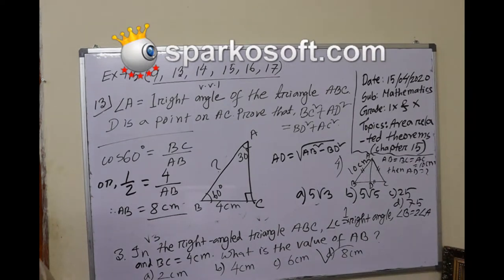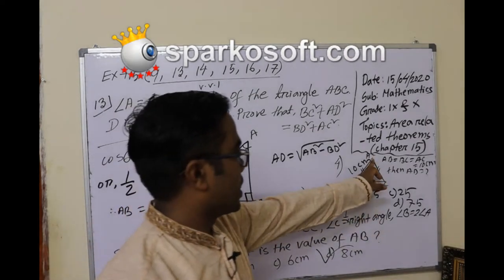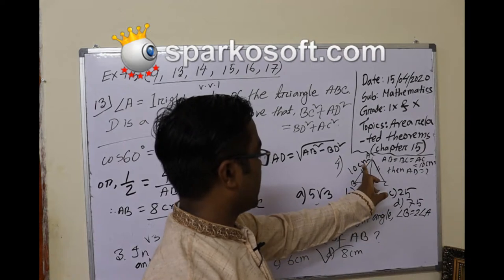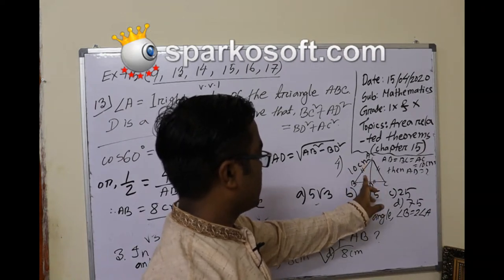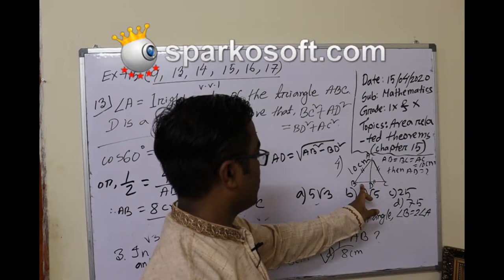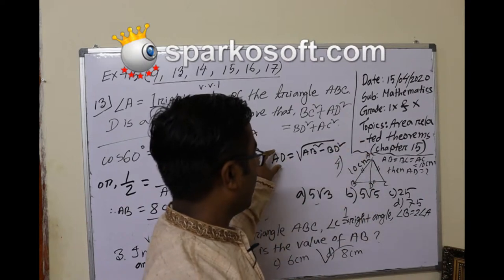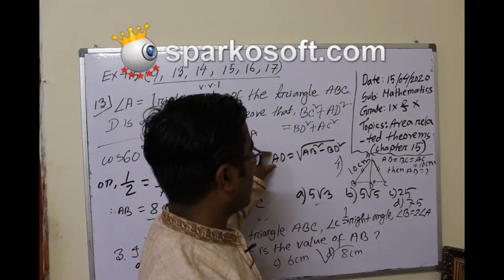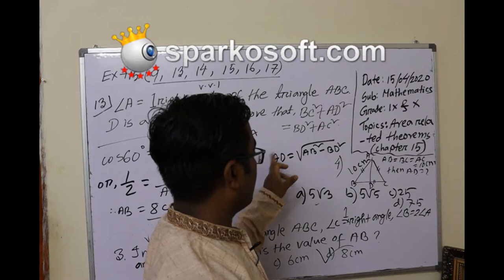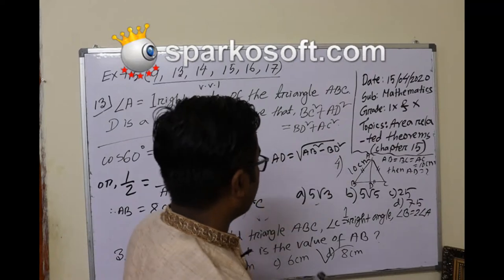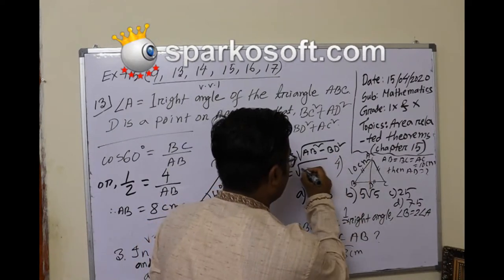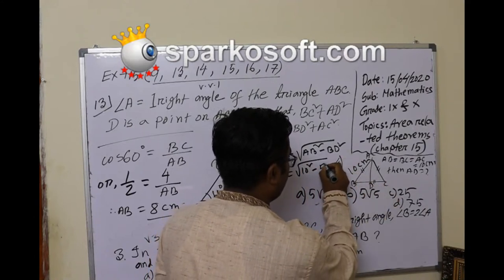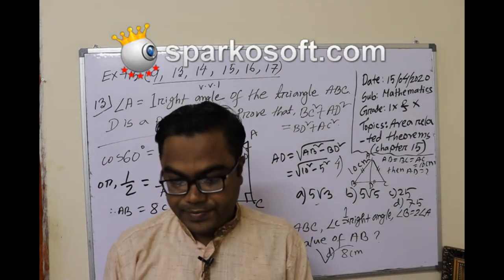Just the same, by applying the Pythagoras theorem. You can apply the Pythagoras theorem in triangle ABD. In triangle ABD, AB square equals AD square plus BD square. So AD square equals AB square minus BD square. Then by taking the square root on both sides, the square and root cancel and this remains. AB is given: 10 square. BD means half of BC, meaning 10 by 2, squared. Clear?